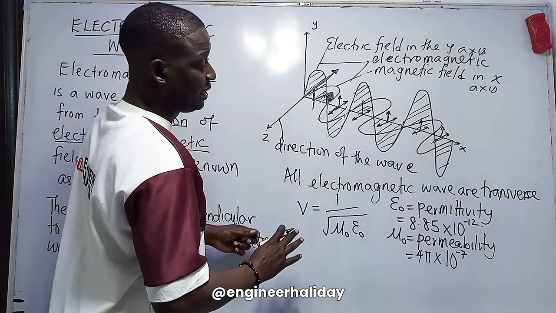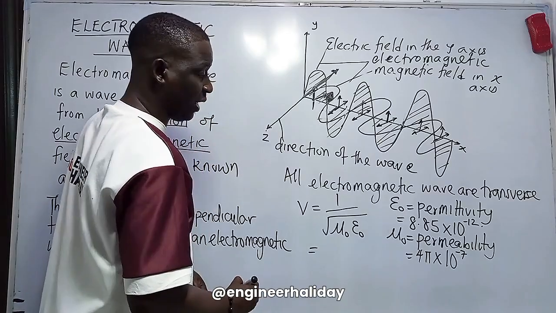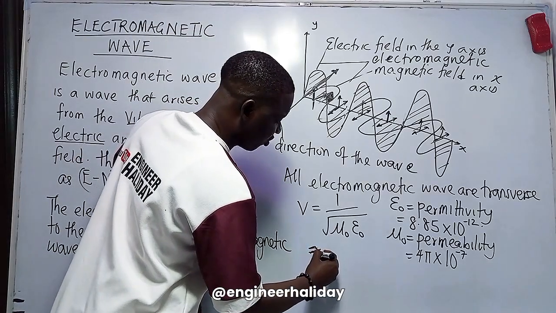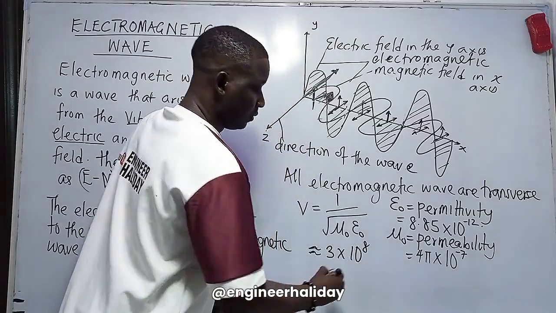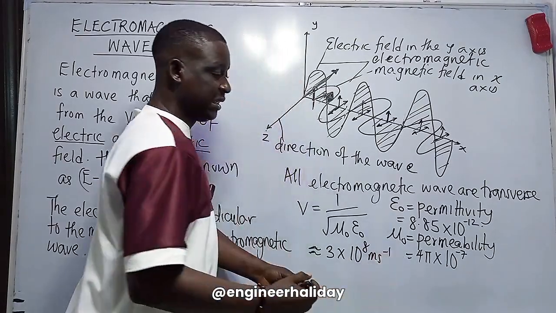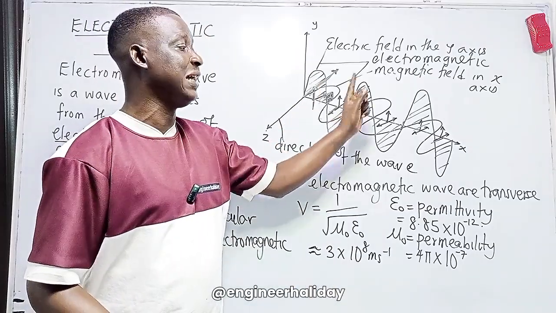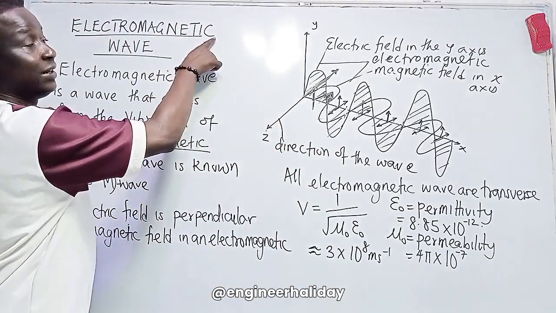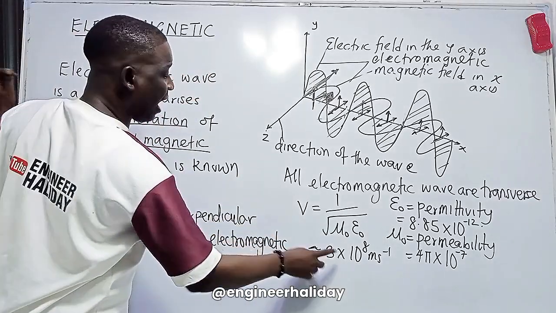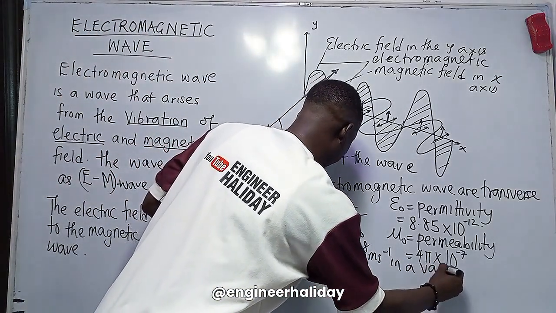And if you put these values in and solve, you have approximately 3 times 10 raised to the power 8 meters per second, which is the speed of light. So this is the speed of all electromagnetic waves. Every wave that is an electromagnetic wave has this speed in a vacuum.